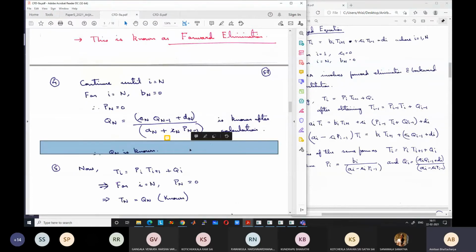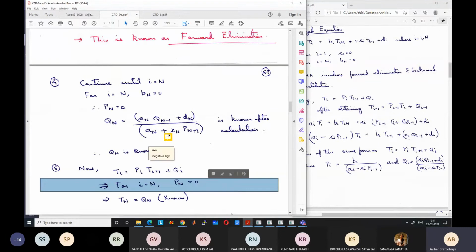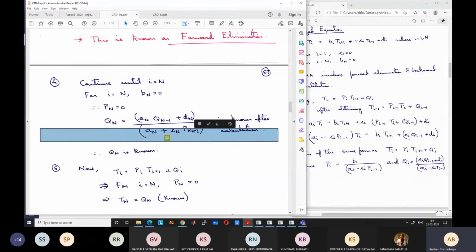So this should be minus. Okay, please note that this is minus. What is this? How can I remove this?